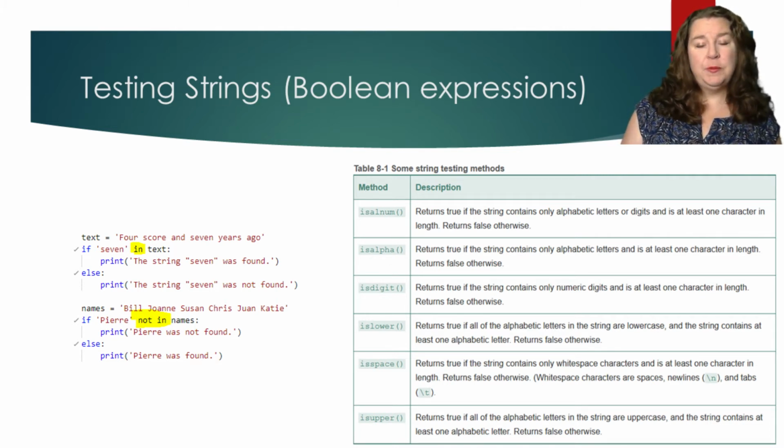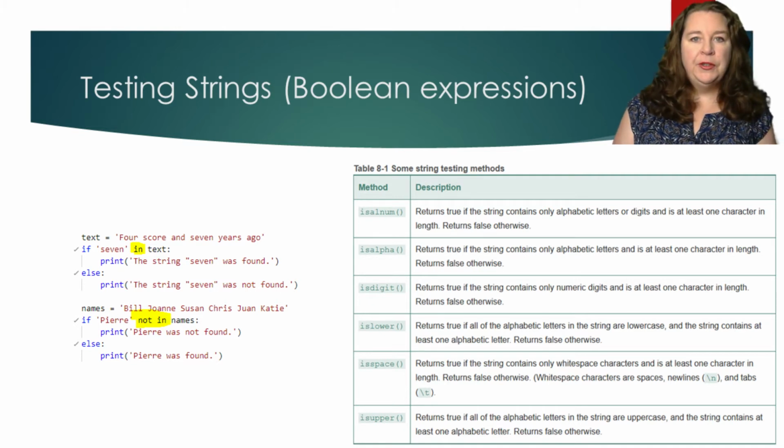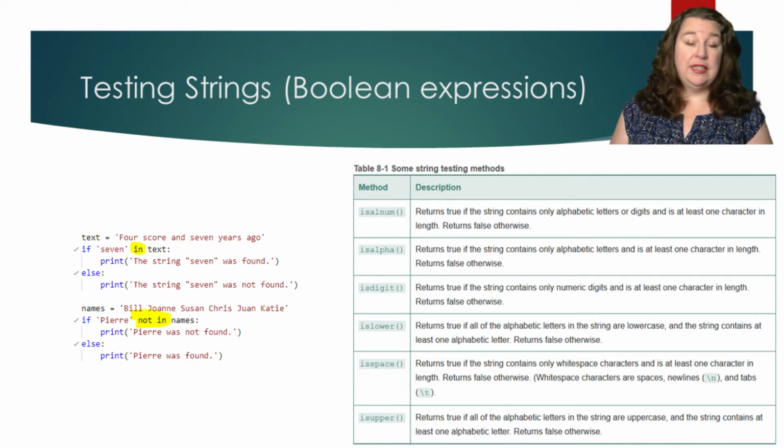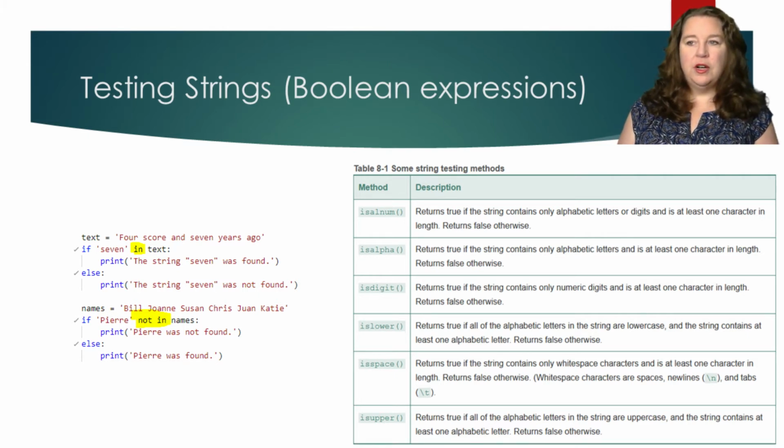But these are Boolean expressions. When you have an expression that returns a Boolean value, this is what happens. So I can say, is 7 in text, or is Pierre not in the text? If he was found, then it would go to the false condition. If it wasn't found, it would be the true condition. So the not in, if this does not exist in. We also have a couple of functions or methods that we can use that will again return a Boolean value, true or false. Is the number alpha or numeric?